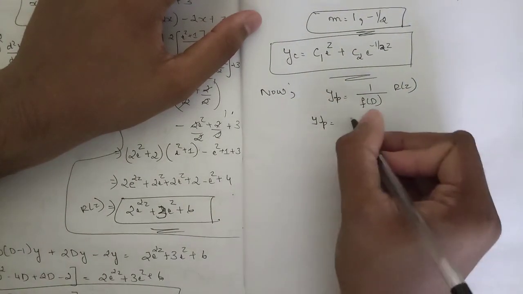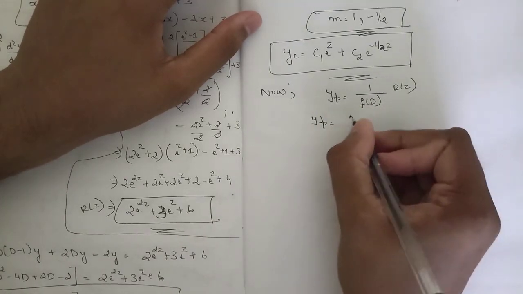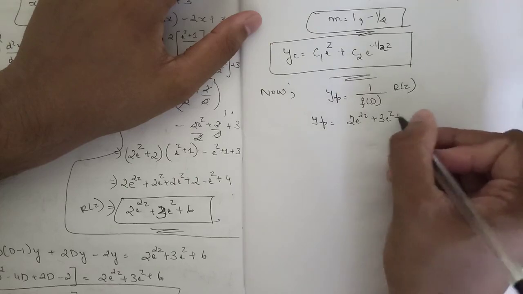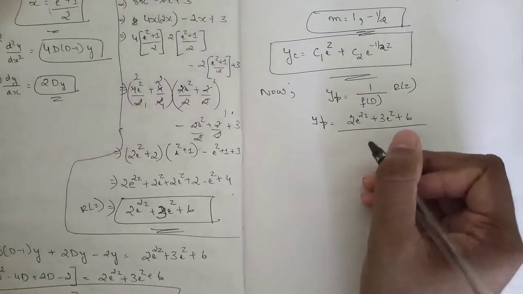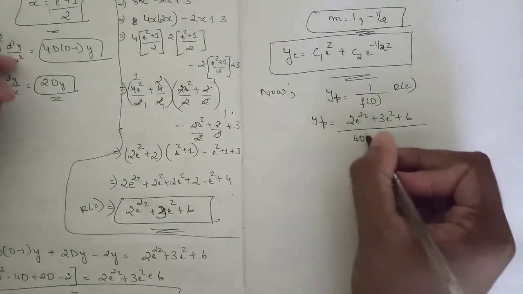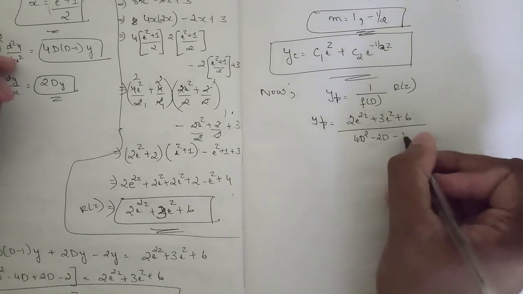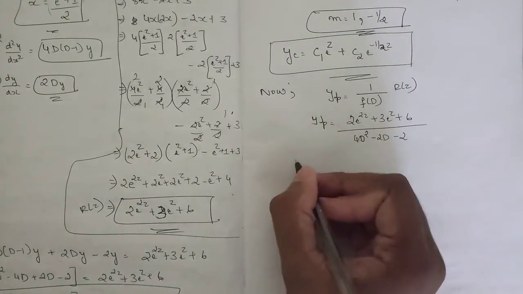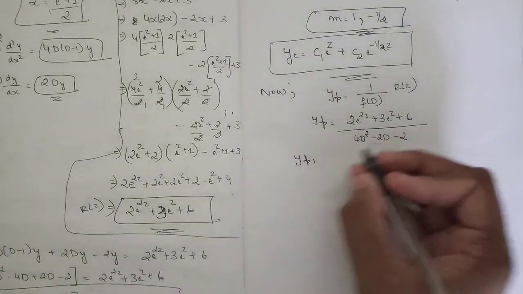So yp, r of z is given as 2e power 2z plus 3e power z plus 6, divided by f of d, which is 4d square minus 2d minus 2. So again this is split into 3 terms, right? So we need to find yp1, yp2 and yp3.